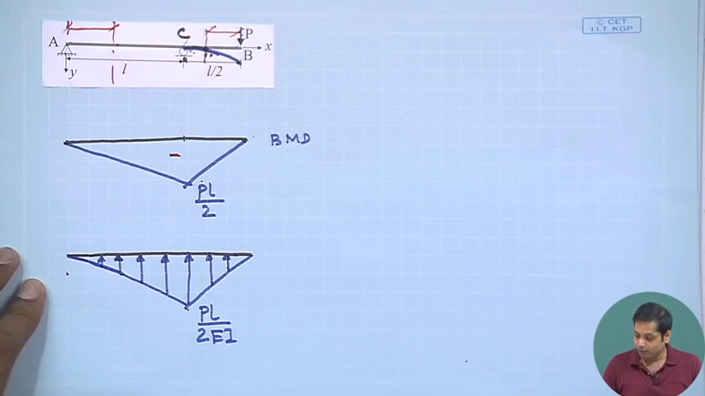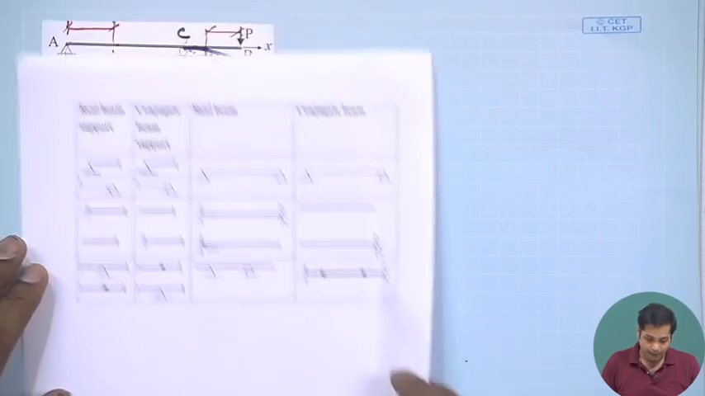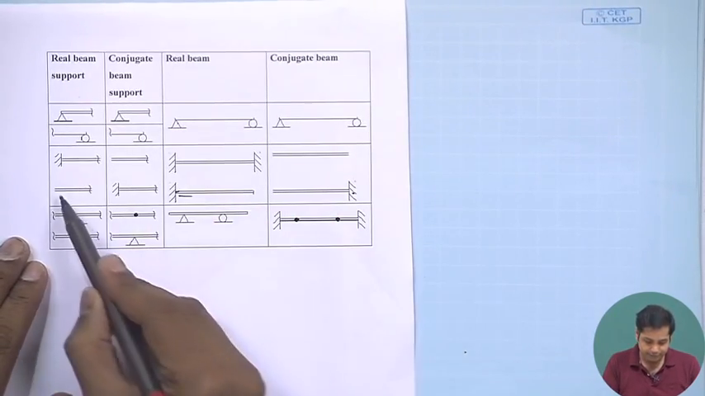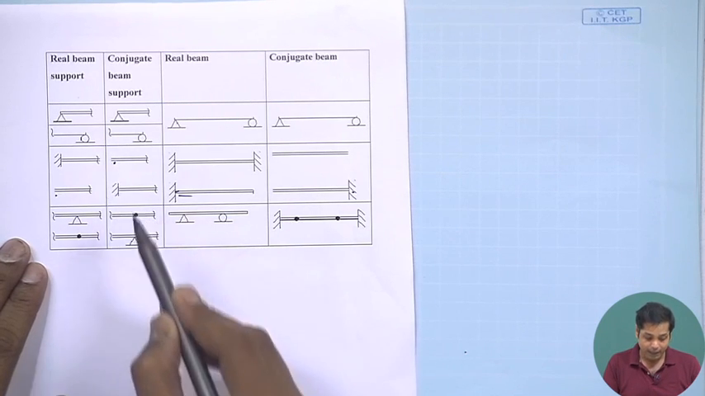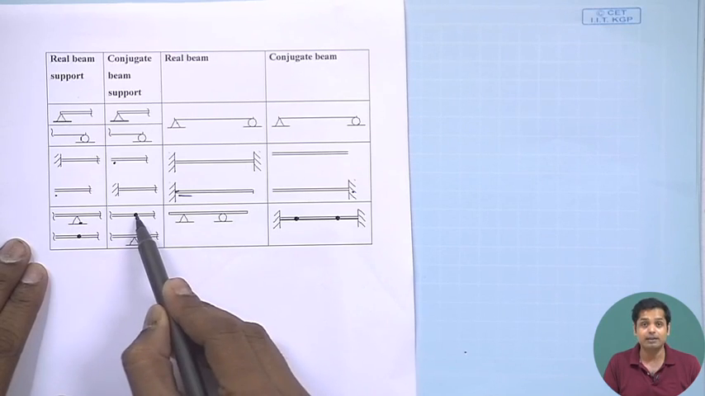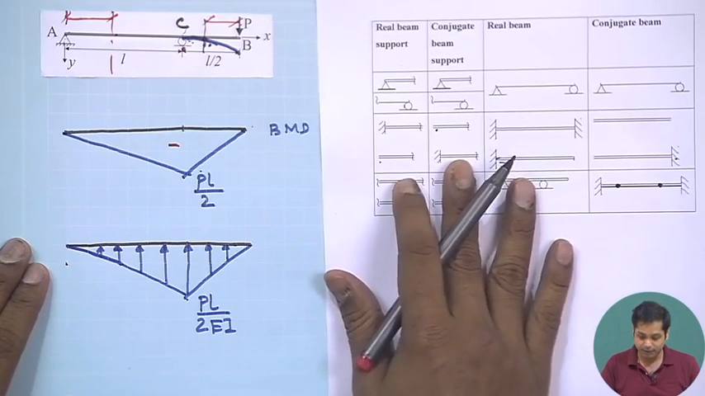Okay. Now next, another important part, this support condition. Again, go back to the list of support conditions we have: the free end becomes fixed, fixed becomes free, and if you have any internal support, that internal support becomes hinge. Okay. So, let us keep here.